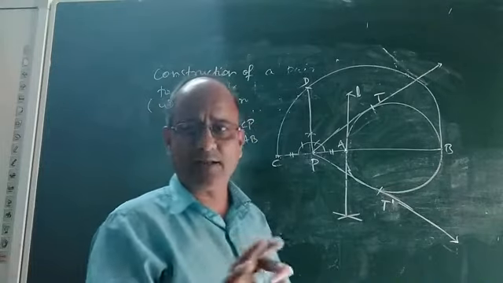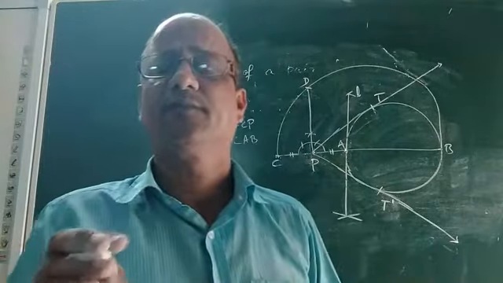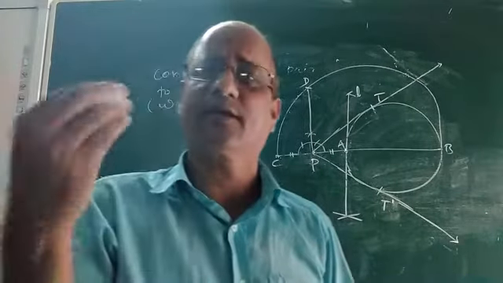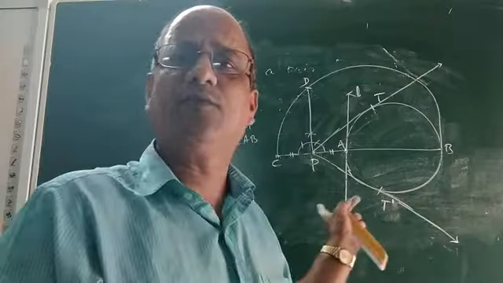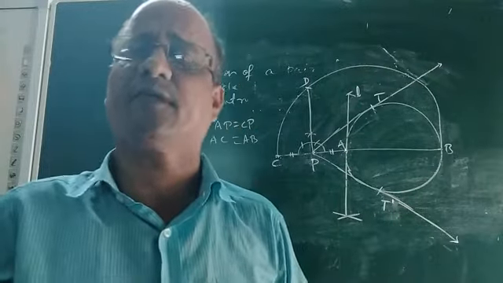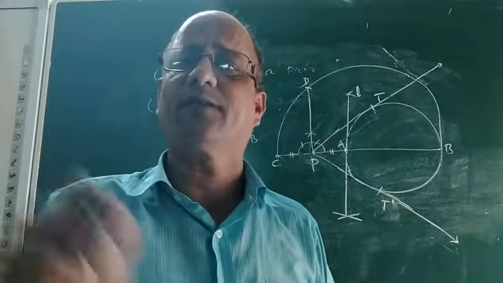So children, in this way you can construct a pair of tangents to a circle from an external point if its center is not known or given. I hope whatever I discussed, how to construct a pair of tangents from an external point to a circle when its center is not known, you must have understood.